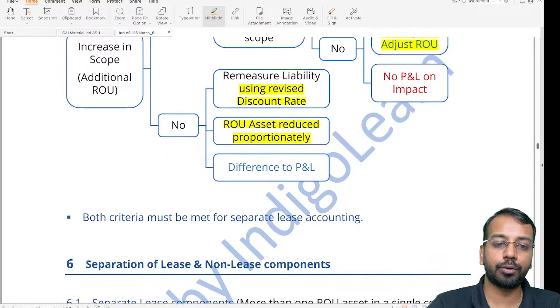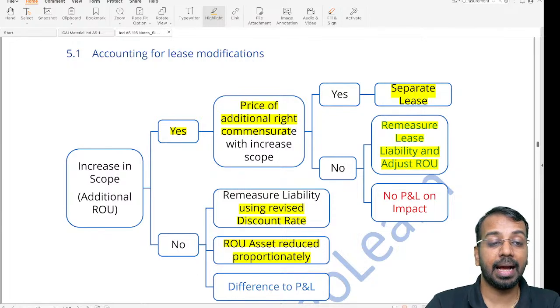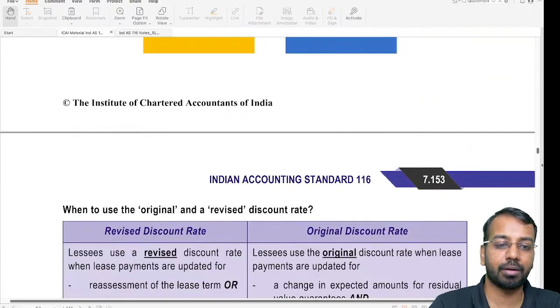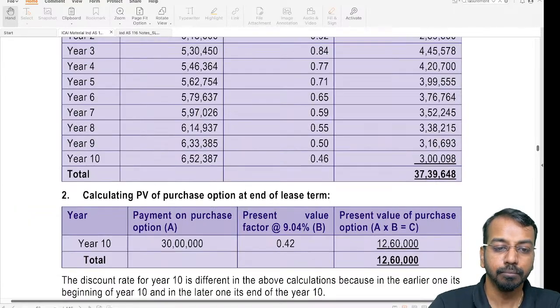This is all for today. Try to revise this chart, and if you have any questions, I'm here to answer them. Otherwise, we'll take up a problem on lease adjustment or lease modification tomorrow.